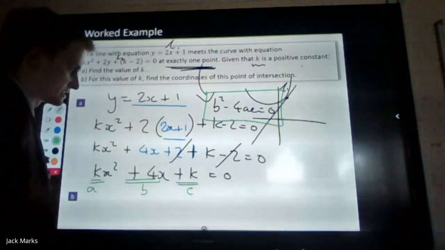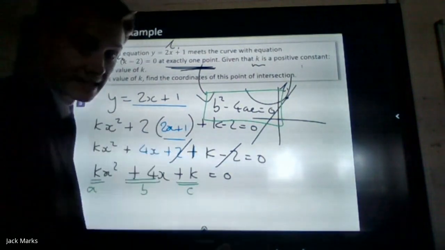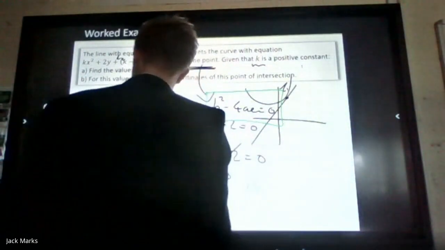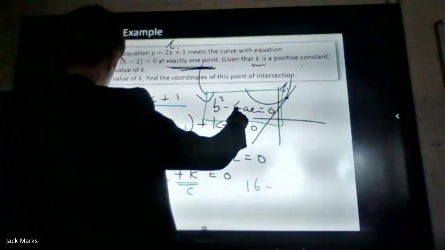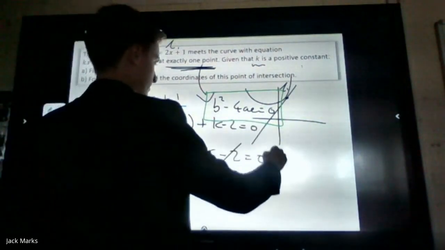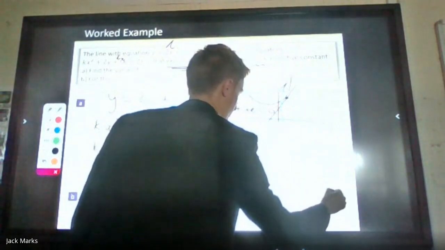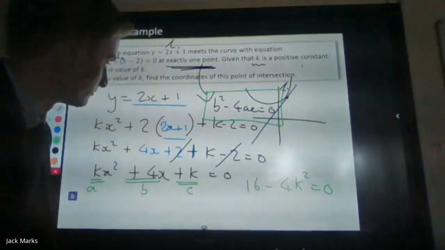Just because my space is limited, I'm going to do a little bit lighter on the working out. I'd like you to put a bit more in there, so it's clearly substituted. So b squared is going to be 16 minus 4 times k. So 4ac, 4 times k times k. So minus 4k squared equals 0. And look at that. We now have an equation that can actually be solved.